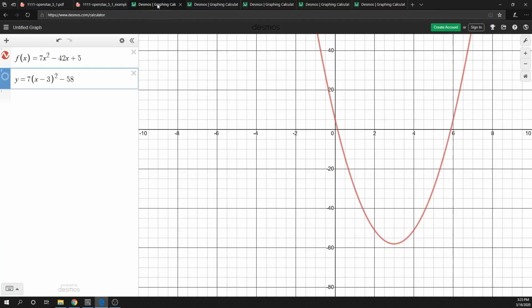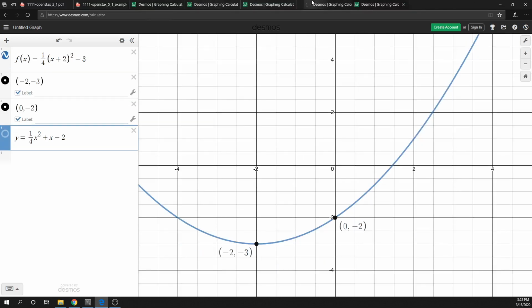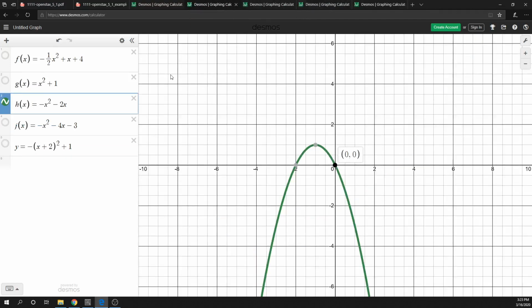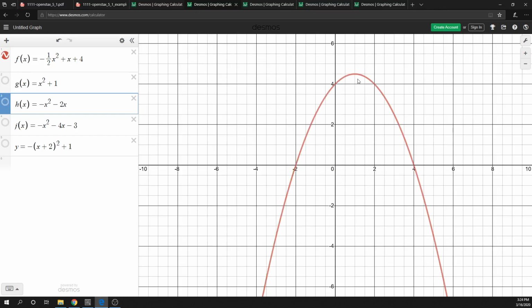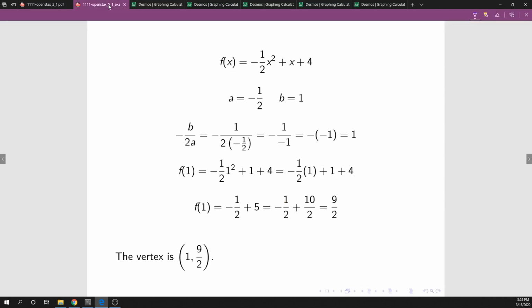So let's take a look at the graph, which I moved over here. Let me move that back. All right, so the vertex is right here on Desmos. You can just click, and you can see, hey, there's the vertex, right, at 1 comma 4.5, which is exactly the same as 9 halves.